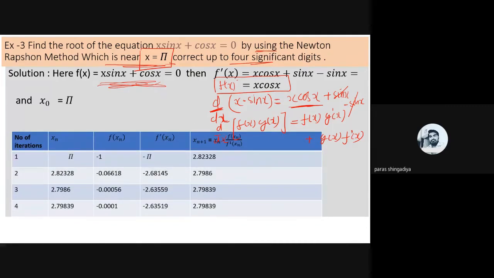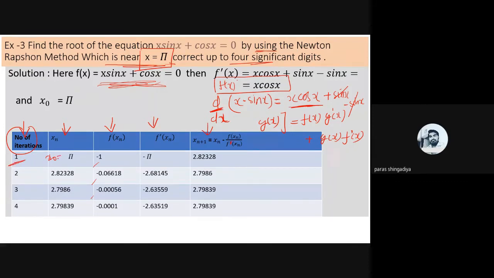the number of iterations. So prepare this type of table. The first column is the number of iteration: 1, 2, 3, 4. Then the next column is xn, the values x0, x1, x2, x3 and so on. Then the function output f of xn: f of x0, f of x1, f of x2, f of x3. Then the derivative output f dash of xn. And the final one is for our formula: xn plus 1 is equal to xn minus f of xn upon f dash of xn. Clear? So let's start the first iteration.